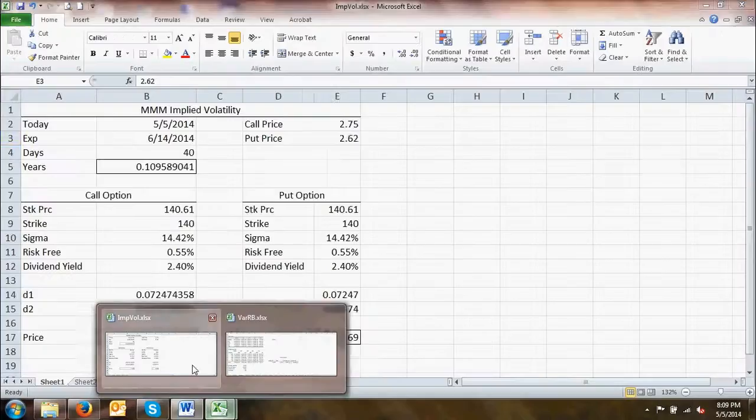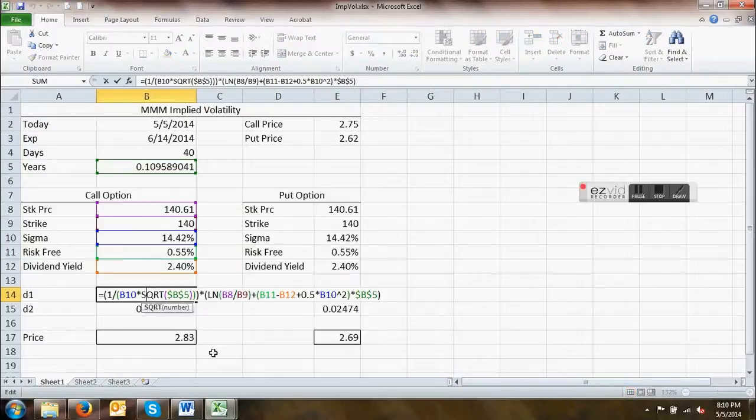Alright, so the next thing we need to do is get our equations in. So here's our D1: 1 divided by B10, which is our estimate of sigma, times the square root of B5, the time. You'll notice that this has been dollar-signed so it doesn't change, times the natural log of the stock price divided by the strike price. We call this the moneyness term, plus the quantity B11, the risk-free rate, minus the dividend yield, plus 1/2 of our estimate of volatility squared, so this is the actual variance, times tau, the amount of time remaining.